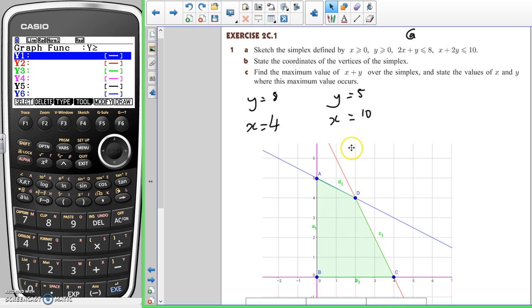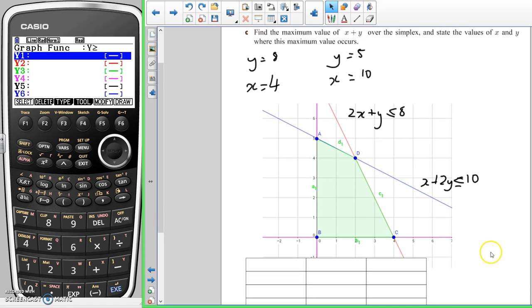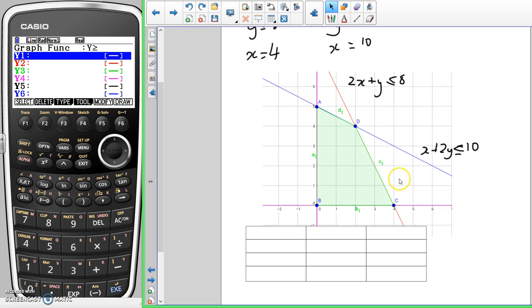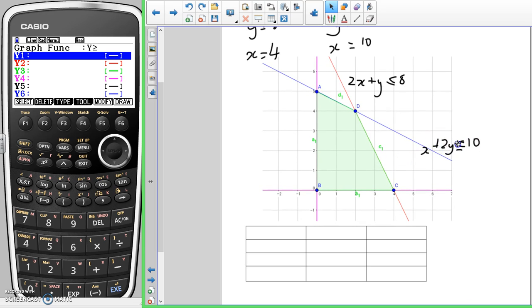So we must make sure that we label that line. Obviously meaning that this one here with our y-intercept of 5 and x 10, which is further down here, that becomes x plus 2y is greater than or equal to 10. So what we do from here is we need to then move this one up for us.